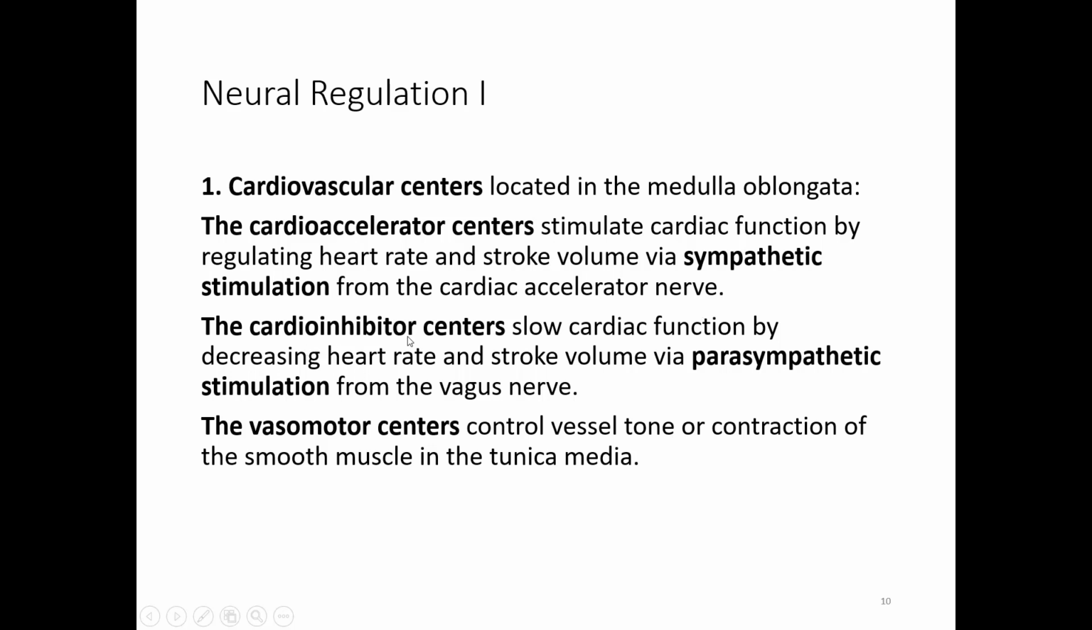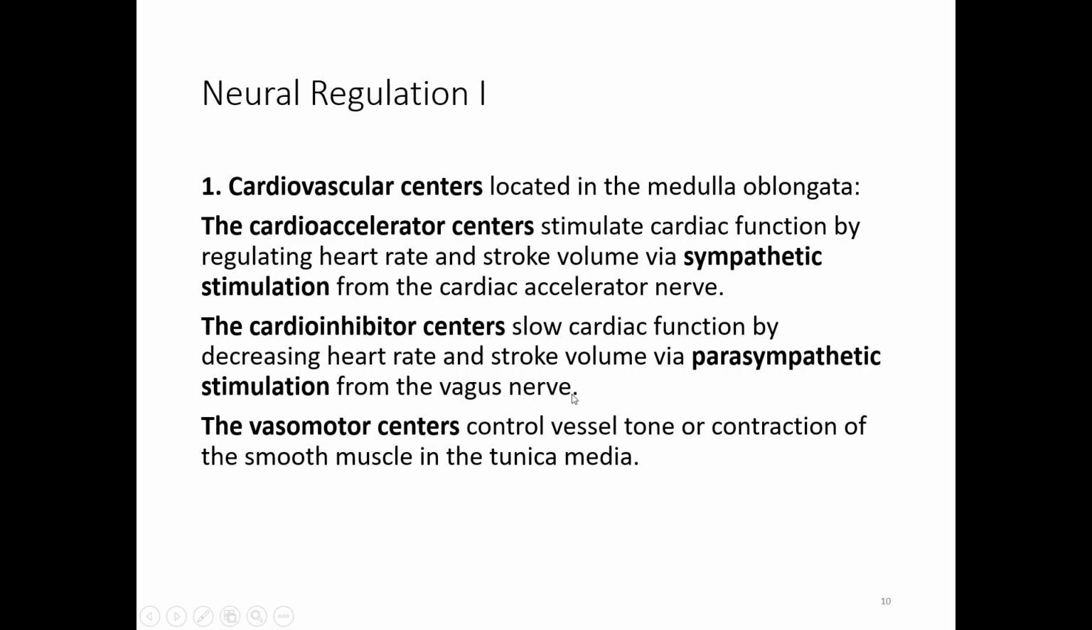Next one, cardio-inhibitor centers. Those slow down cardiac function. They decrease heart rate and they decrease the stroke volume. It means that the heart beats slower and every time it pumps less blood. That is provided through the parasympathetic stimulation through the nervus vagus or vagus nerve, which is one of our cranial nerves.